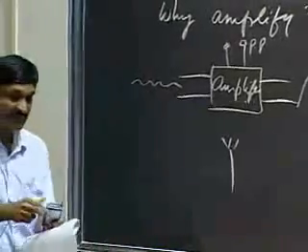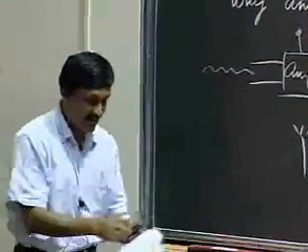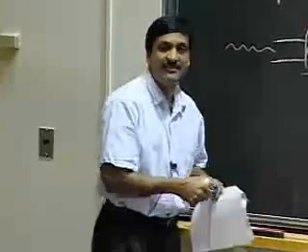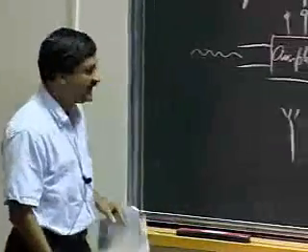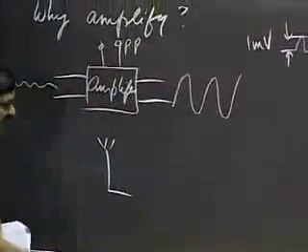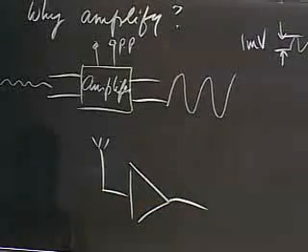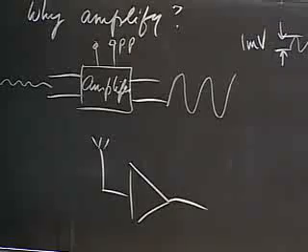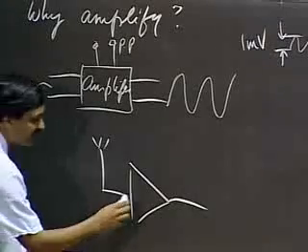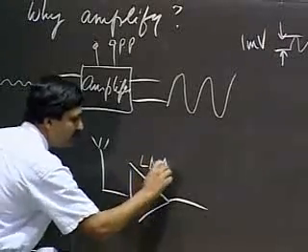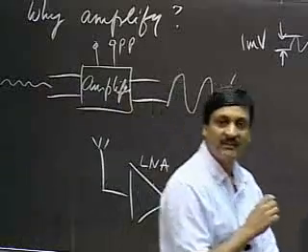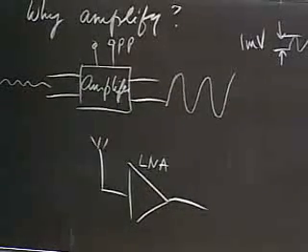So here's my little antenna from the cell phone. Typically the first thing that happens to a signal as it comes out of the antenna in your cell phone, if you look at cell phone circuits or cell phone systems, will be something that looks like this, and may have a label LNA. Would someone like to take a guess at what LNA might stand for?